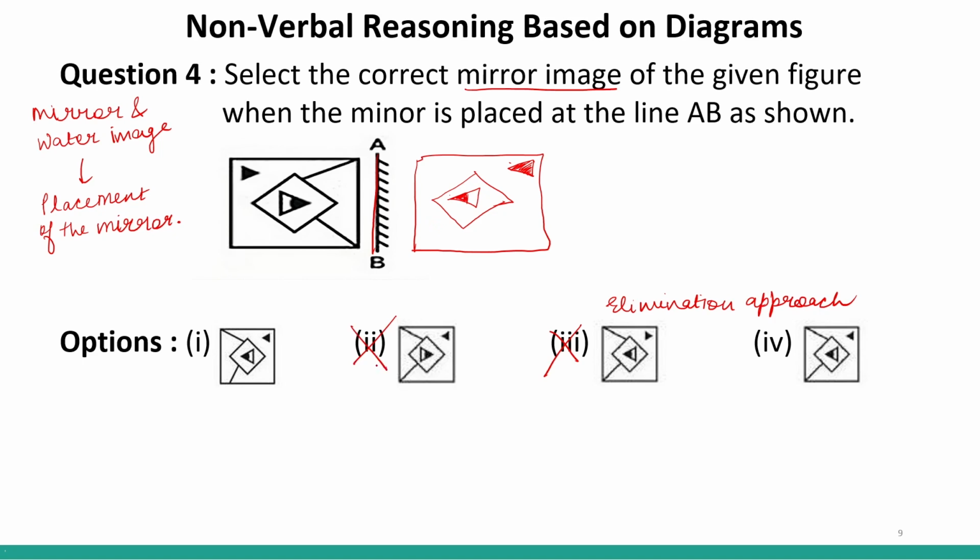Now, in option number 1 and 4, I see that this line will come over here and this line will come over here. So in option number 1 and 4, I can see this line coming over here. Correct? But this line is joined over here, which is incorrect. This line should be joined over here, which eliminates option number 1. Correct? So our correct answer will be option number 4. Option number 4 will be the correct mirror image for this particular question.